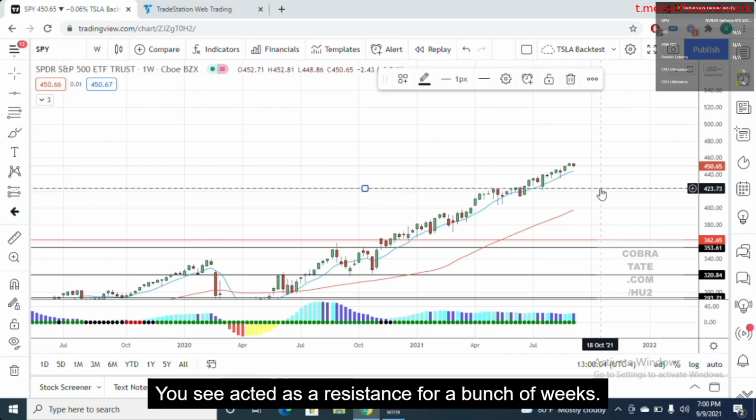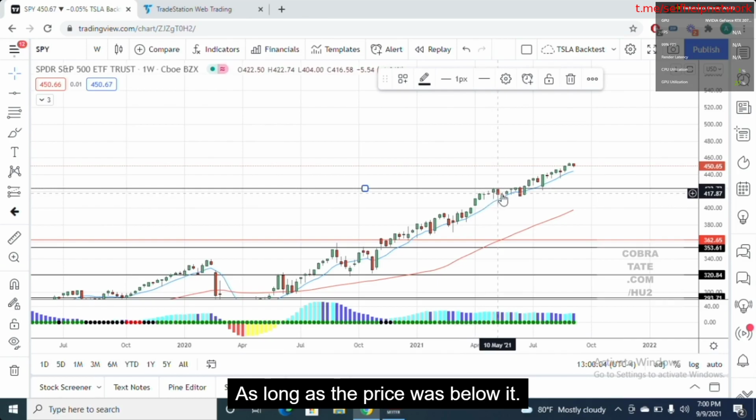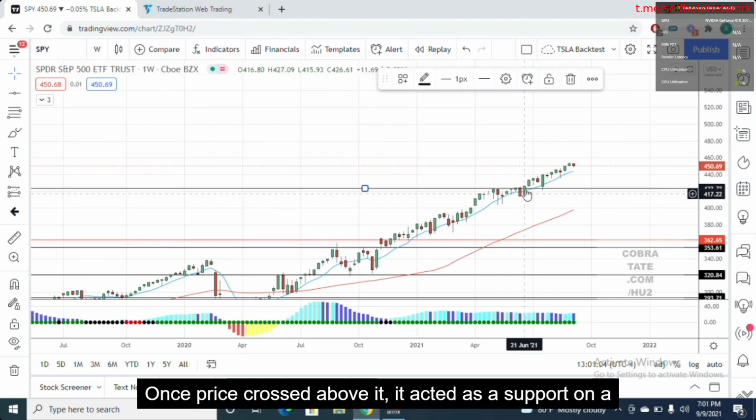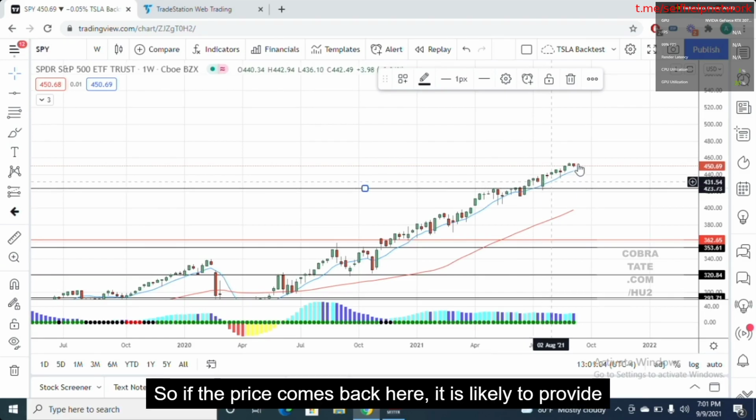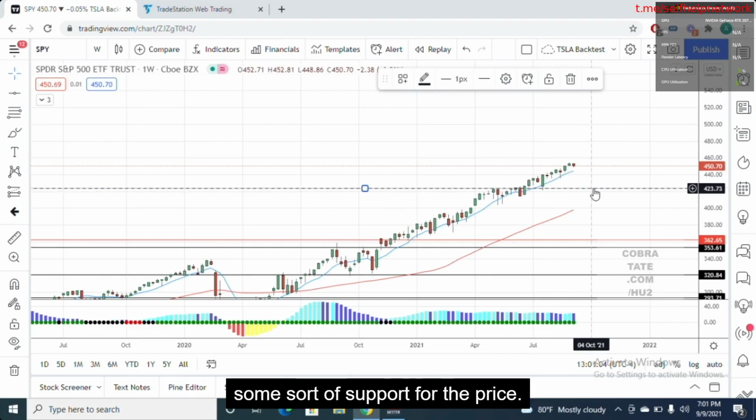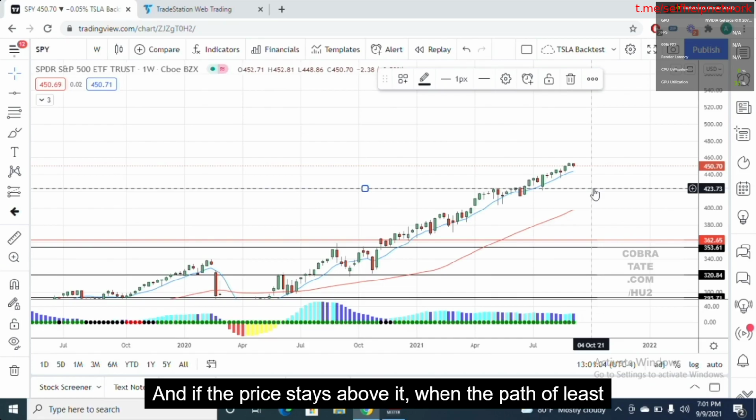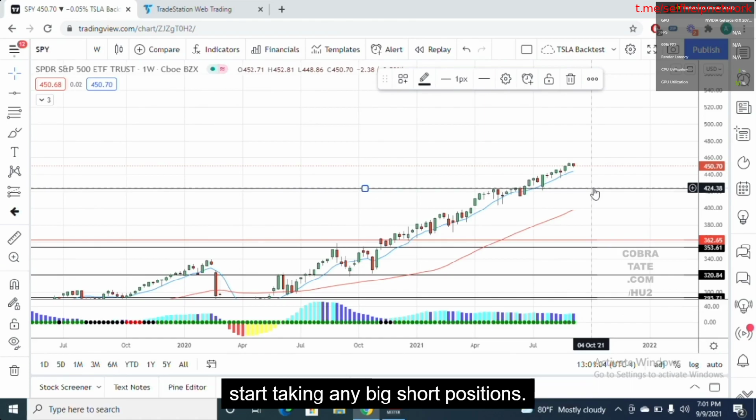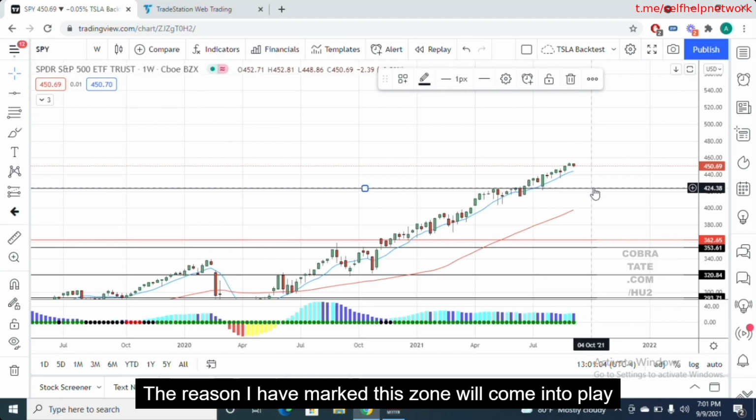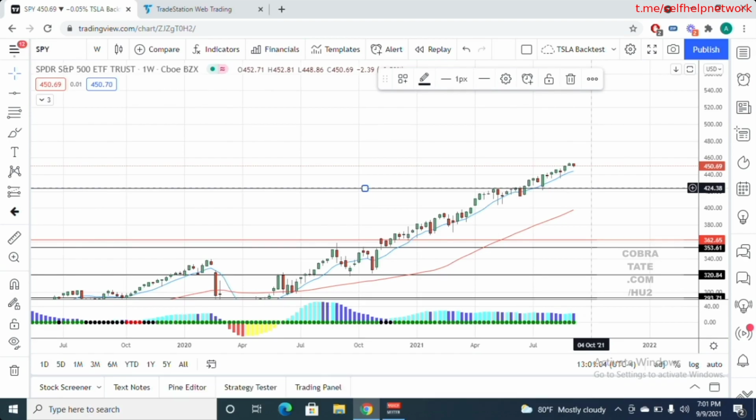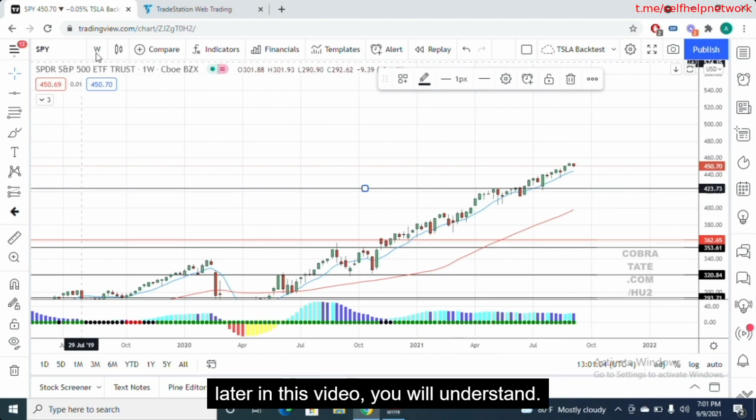You see, it acted as a resistance for a bunch of weeks. As long as the price was below it, the path of least resistance was lower. Once price crossed above it, it acted as a support on a retest and the price went higher. So if the price comes back here, it is likely to provide some sort of support for the price. And if the price stays above it, well, the path of least resistance will continue to stay higher, which means don't start taking any big short positions, any long-term short positions. The reason I've marked this zone will come into play later in this video. You will understand.